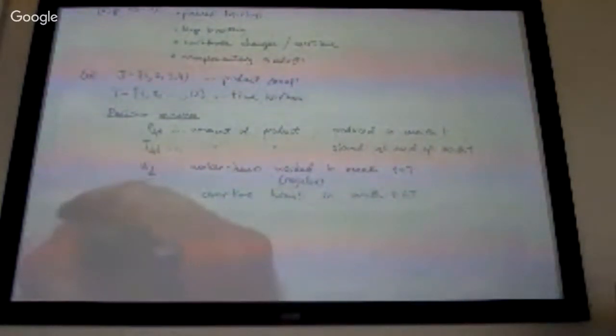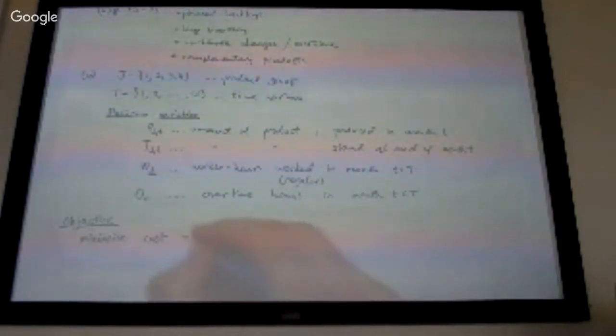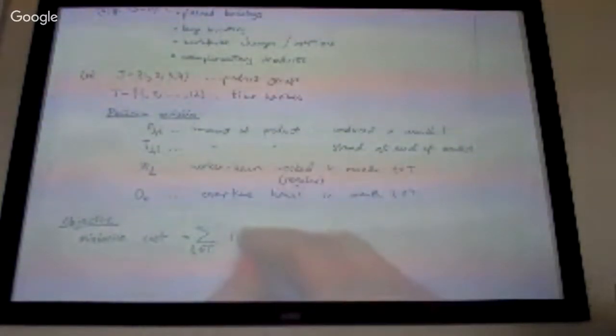Then the objective again is to minimize the cost. Is that right? Now we're adding over the time period. Okay, so what are the costs? The worker hours cost. So R for every regular worker hour, O for every overtime worker hour.